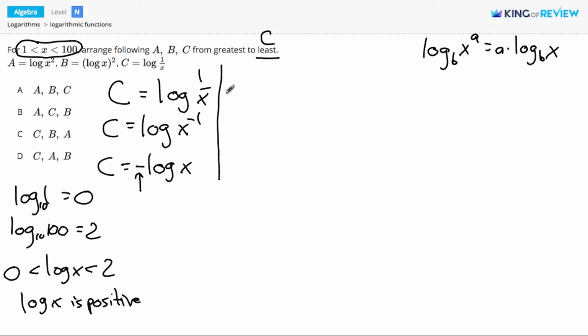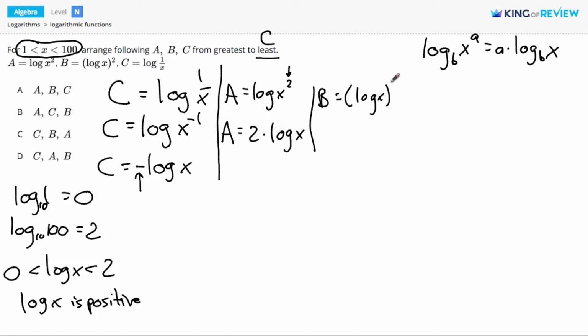A can use the exact same property we just used for c because it has an exponent inside the log. We can move that exponent to the front of the log, turning a into 2 times the log of x. So we have to compare that to b, which instead of multiplying the log of x by 2, squares the log of x. Now, if we think about y equals 2x and y equals x squared, these are the two functions we're using here with the log of x. In a, we're multiplying it by 2, and in b, we're squaring it.